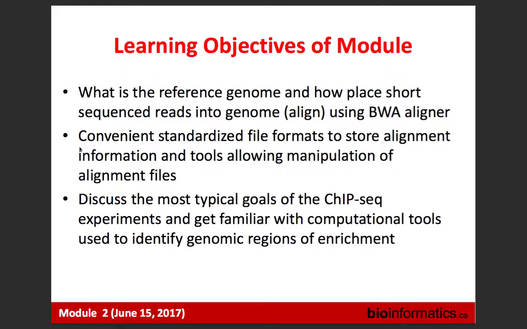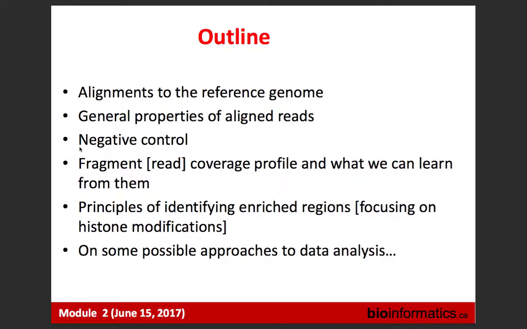So that's the learning objective of this module: to understand how alignment works for the sequence files we obtained in our ChIP-seq experiment. Many parts of this module will actually be common to whole genome sequencing or all other next generation sequencing experiments, but there are some specific features for ChIP-seq, which we will cover. We'll talk about alignment files, the standards, and then discuss computational tools for analyzing enrichment. And what is enrichment, actually? That's a key question. What is enrichment? The outline here, I'm not going to read it for you.